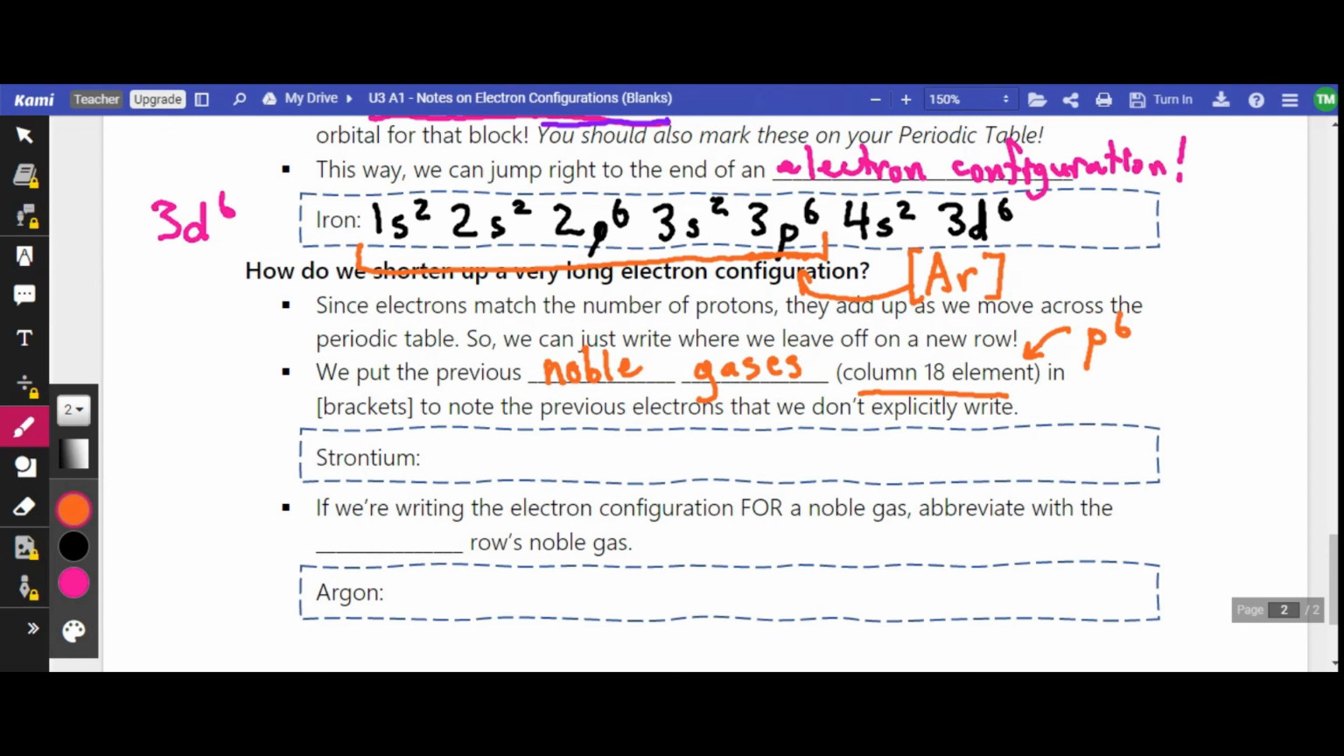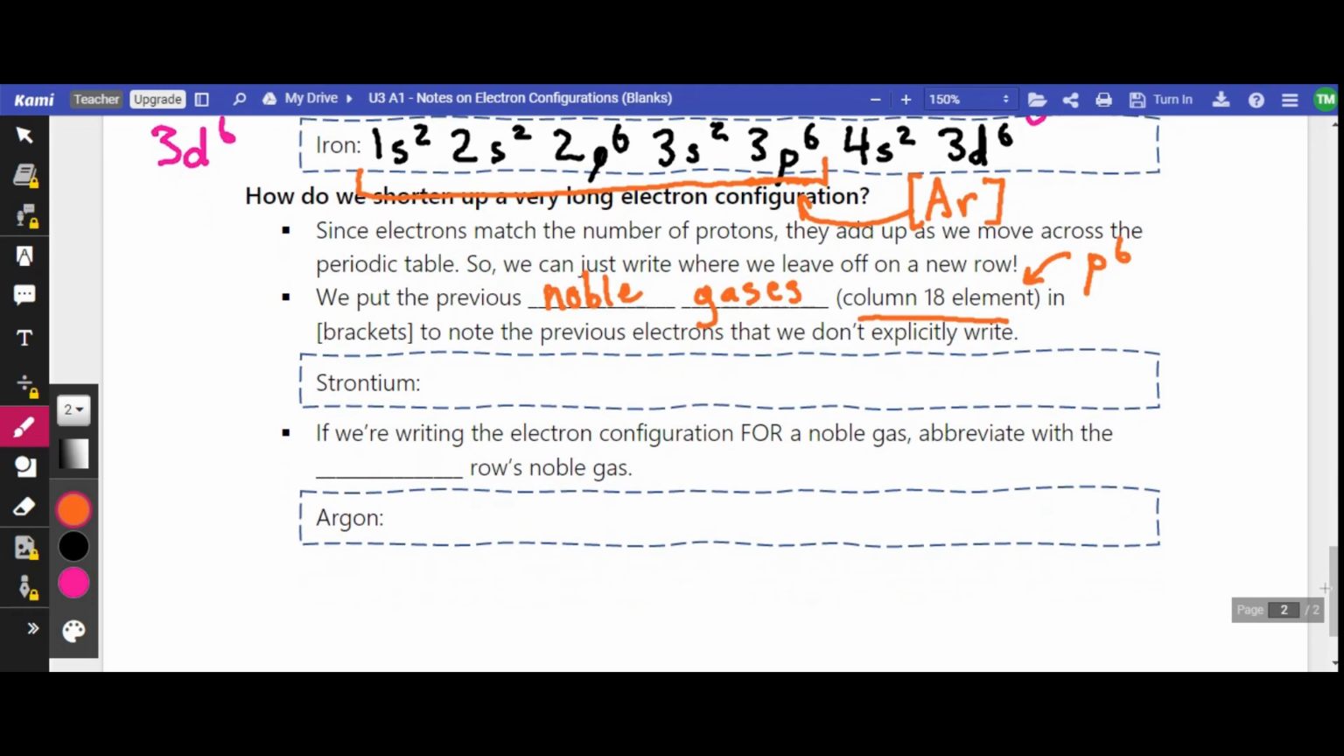So let's look at something that's going to have a very long electron configuration, something like strontium. Strontium, let's see, is in the 1, 2, 3, 4, 5, fifth row down, okay, and it's in the S block. So it's going to end in the 5th energy level. It's in the 2nd column, which means it's going to end in S2 of the S block. So I'm going to leave myself a little note over here. It's going to end in 5S2.